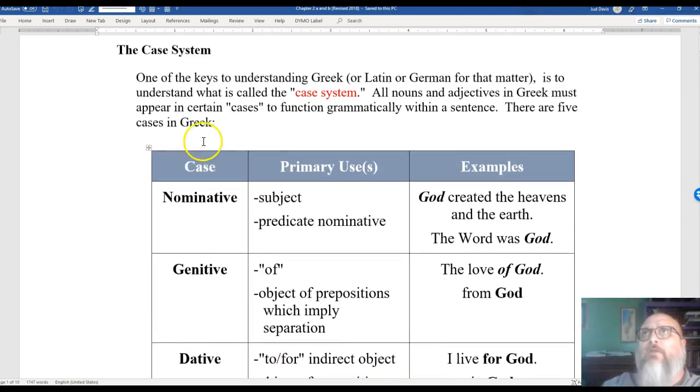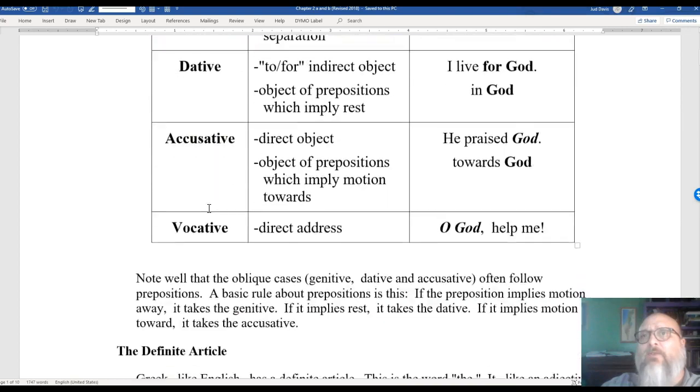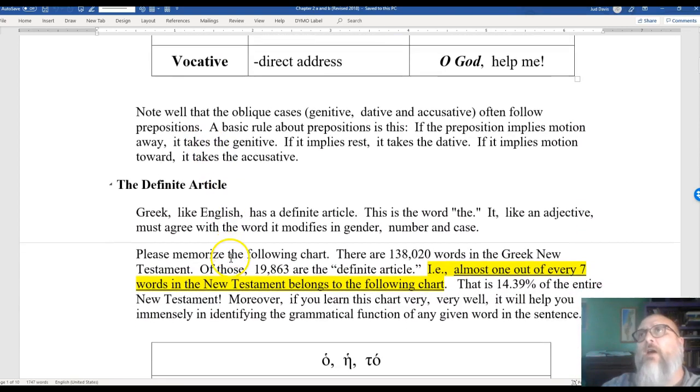So what we're going to have to do is just absolutely get down the fact that word order does not determine grammatical function in Greek. If you come to Greek and you try to make the first word the subject of the sentence, you're going to be mistaken. That's not how it works in Greek. You can put it anywhere in the sentence, but you have to put it in the nominative case.